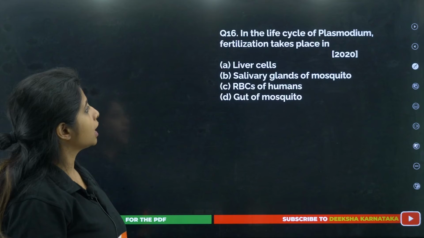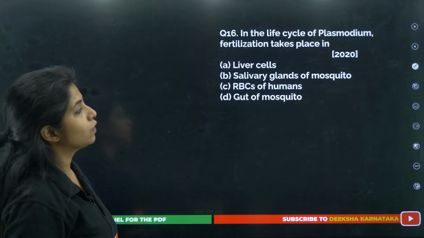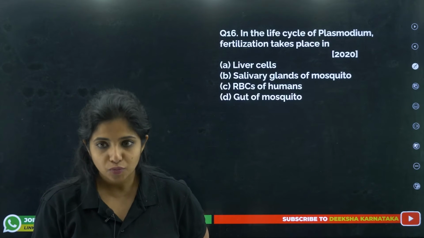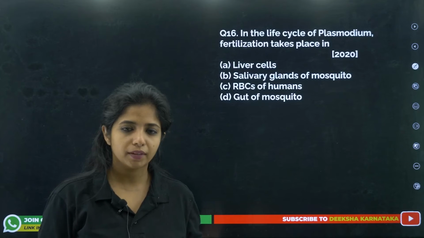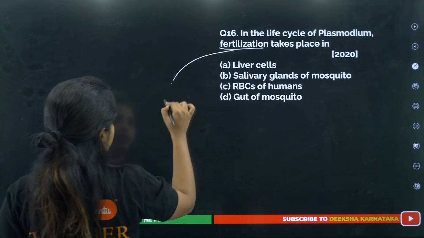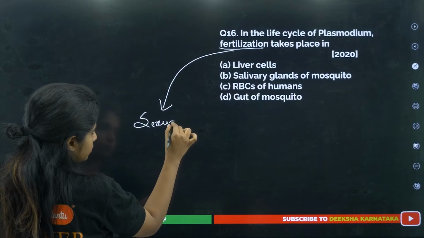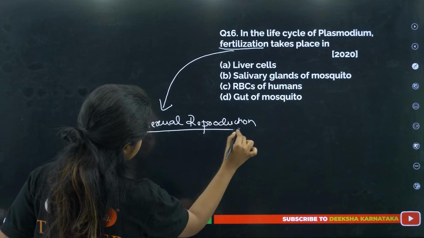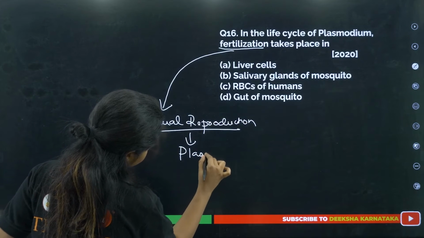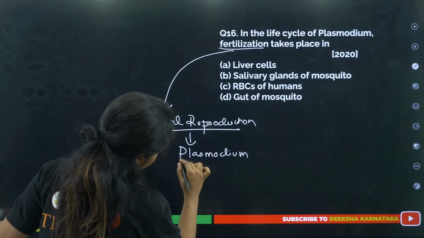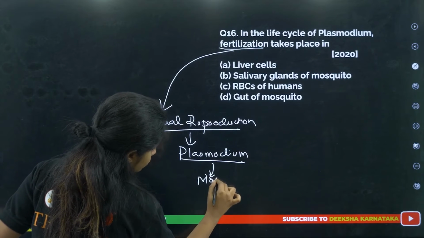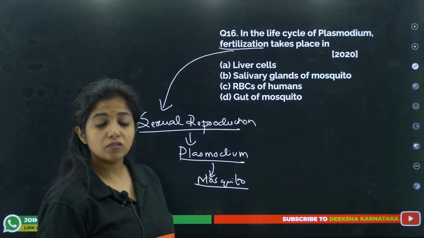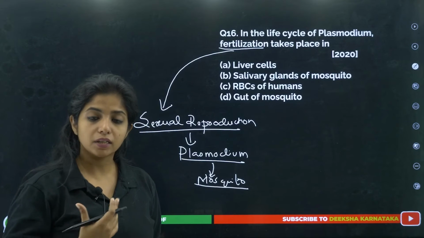Cool. Next, 16. In the life cycle of Plasmodium, fertilization takes place in. Always remember, sexual reproduction of Plasmodium always takes place in the mosquito. So you know mosquito is a vector for Plasmodium. It is a vector, it carries this particular Plasmodium, one stage of it, and then gives it to us.